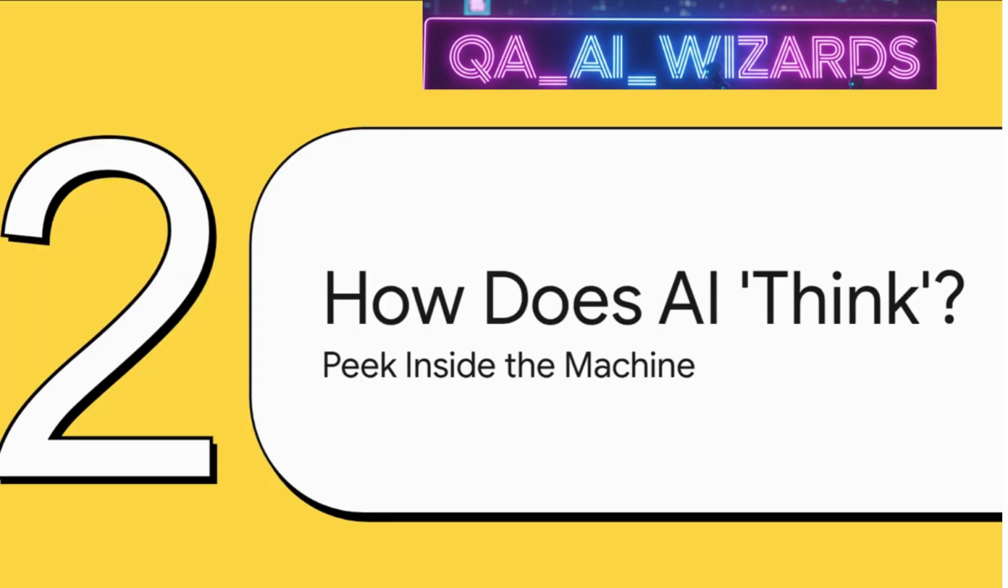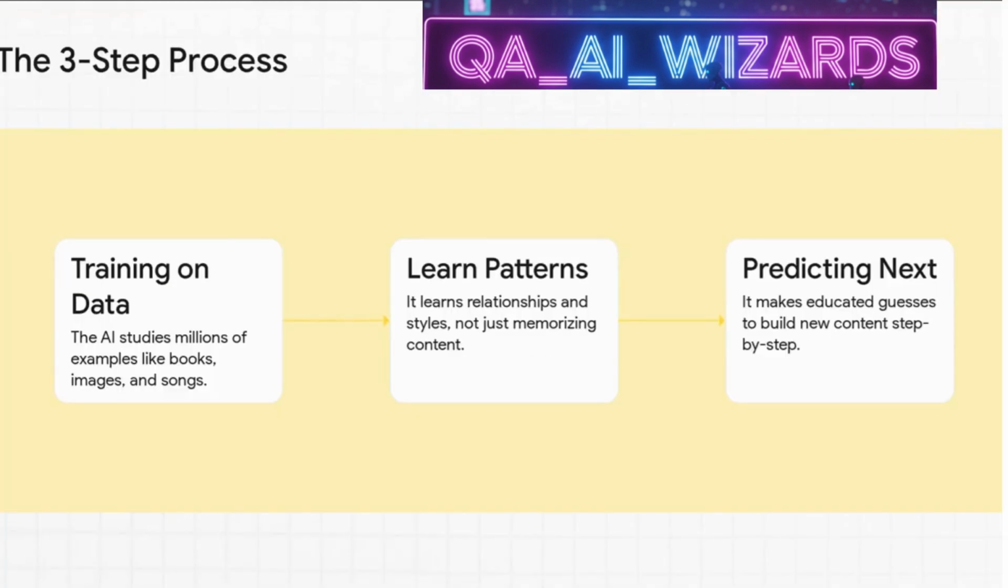I know, it can feel a little bit like magic, can't it? But trust me, it's not. So let's pop the hood and take a look inside to see how this creative machine actually thinks and learns to do what it does. It really boils down to a pretty simple three-step process. First, it gets trained. And I mean trained on a colossal amount of data. Then, and this is the key part, it learns the patterns. It's not just memorizing things, it's understanding the connections and the styles. And finally, based on everything it's learned, it starts making educated guesses about what should come next, building new content piece by piece.